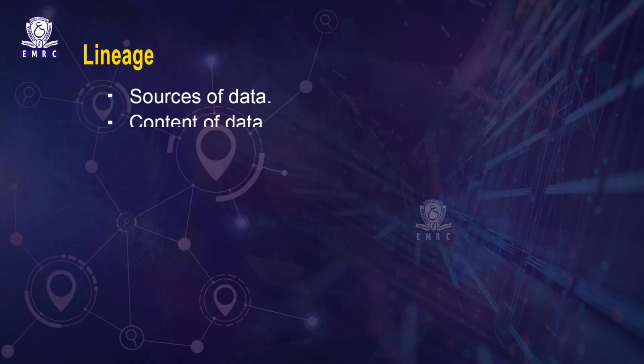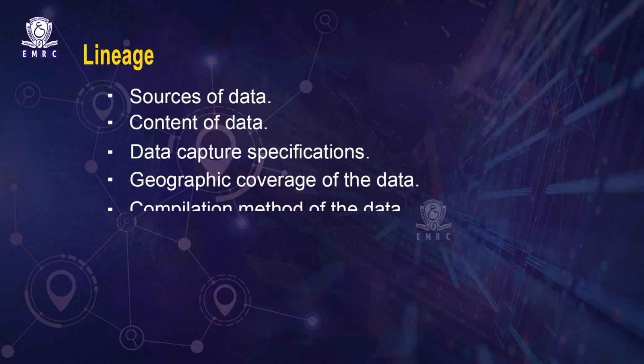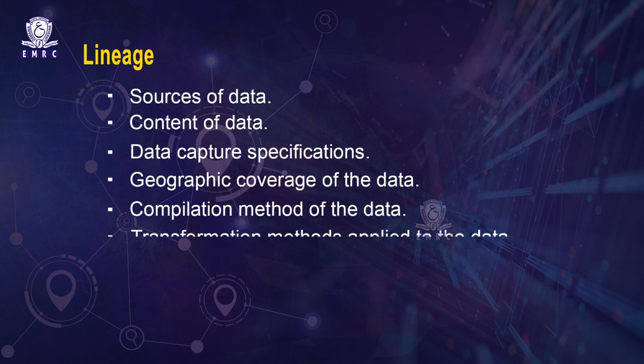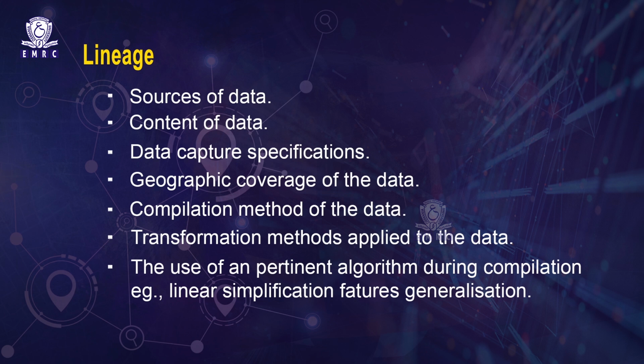Lineage. The lineage of the data is concerned with historical and compilation aspects of the data, such as the source of data, the content of data, data capture specifications, geographic coverage of the data, compilation method of the data, transformation methods applied to the data, and the use of any pertinent algorithm during compilation, for example, linear simplification and feature generalization.